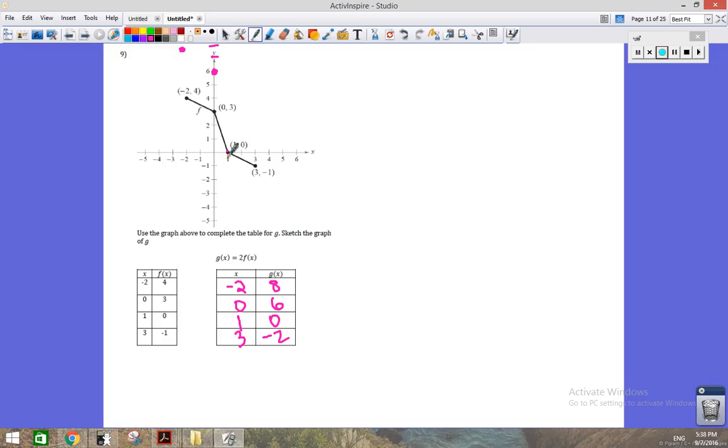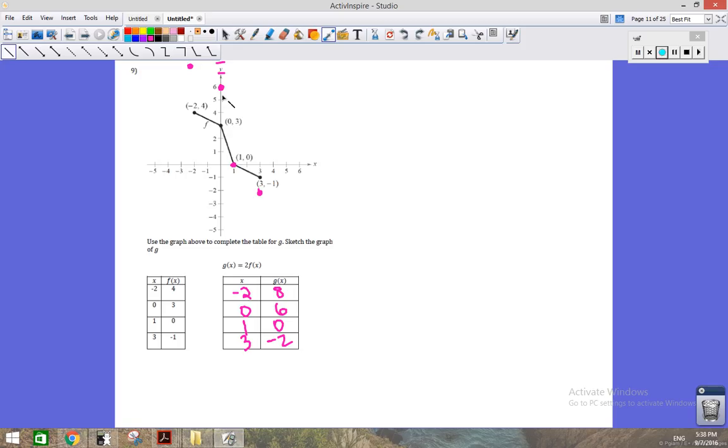1, 0 is there. Because when you multiply the y-coordinate by 2, 0 times 2 is still 0. So we're stretching it, vertical stretch, we're stretching it away from the x-axis. And 3, negative 2 is here. So let's connect the points.